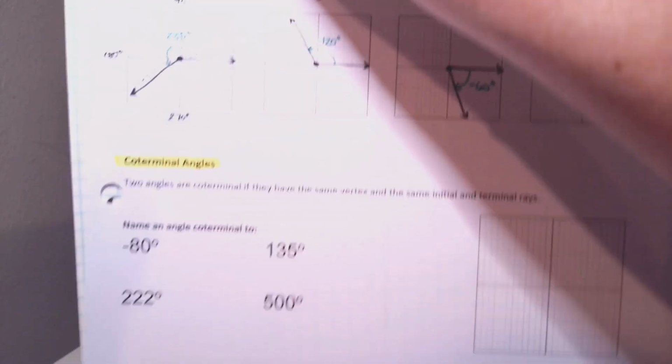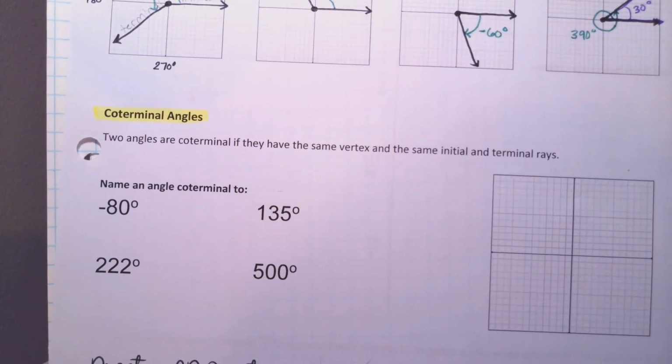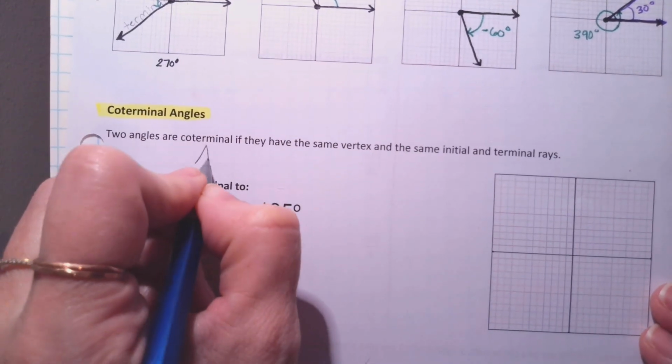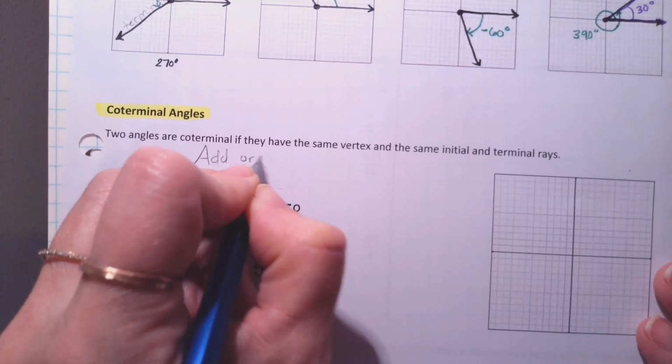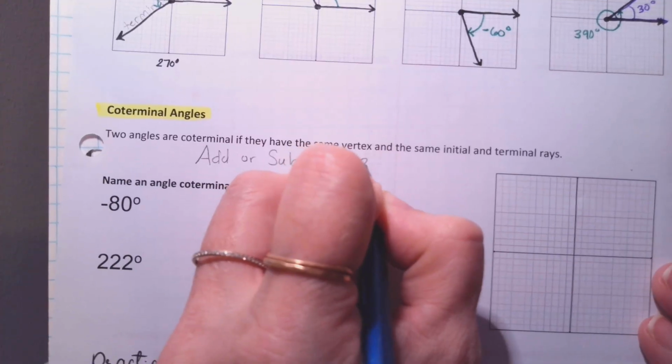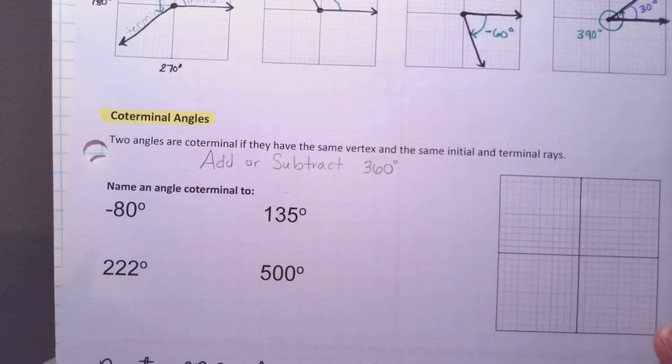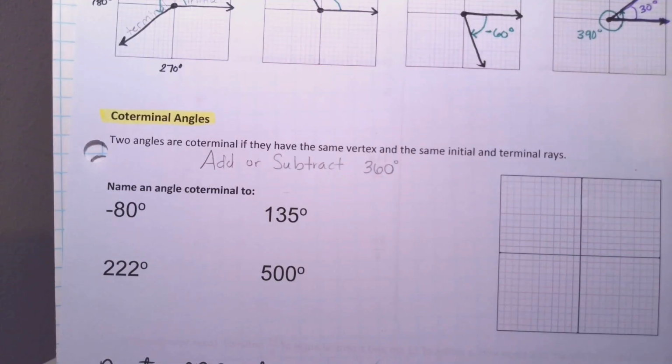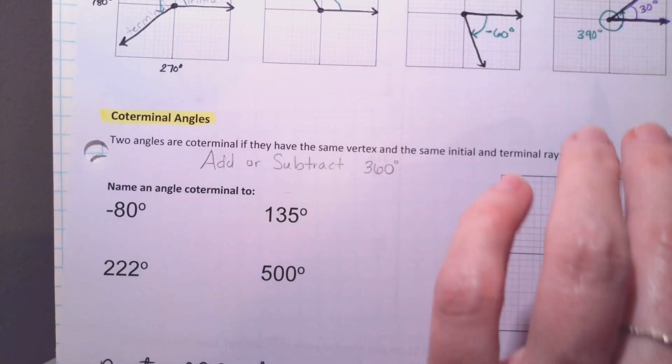To find a coterminal angle in degrees, you're going to either add or subtract multiples of 360. The reason I said multiples of 360 is because there's an infinite amount of coterminal angles. You can add 360 again and again until you find every single one. But usually I just ask you to find one positive, one negative, or even just one positive.